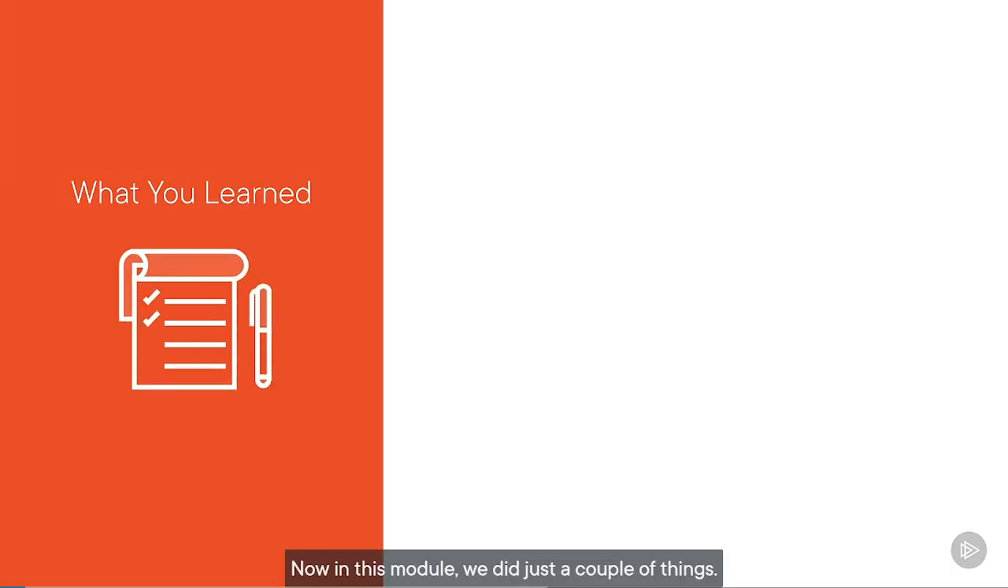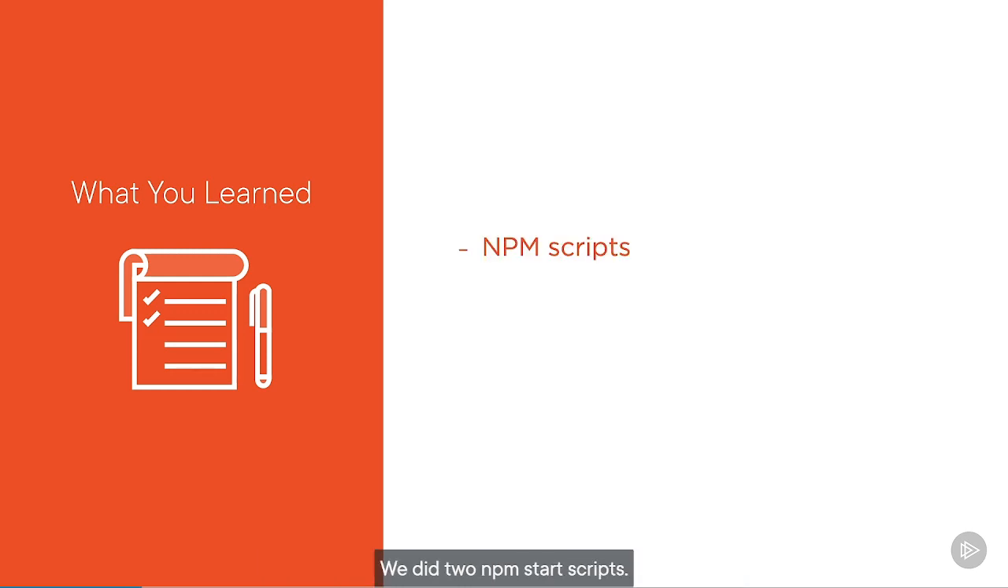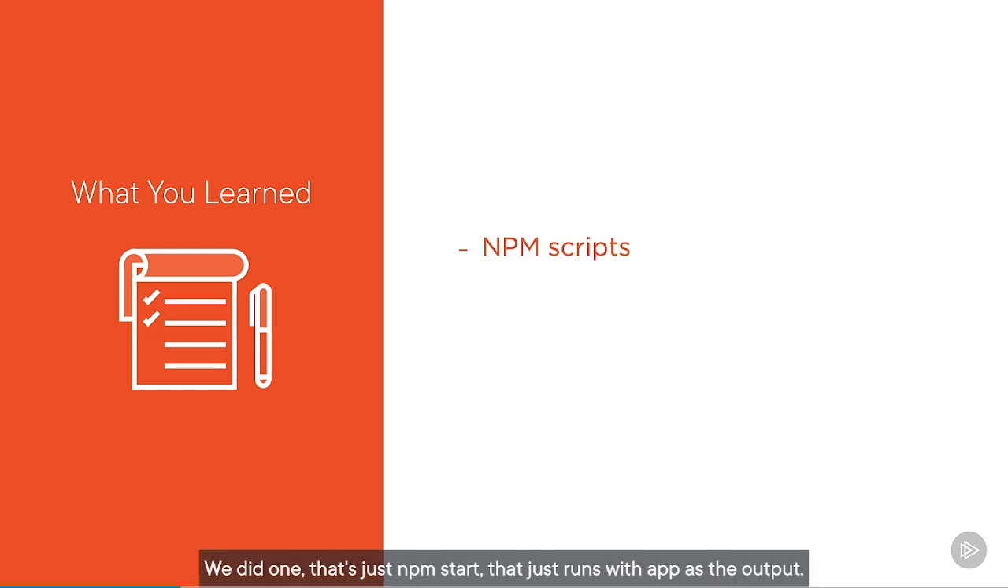Now in this module, we did just a couple of things. It wasn't very long, we didn't do a whole lot, but we did a couple of things that are going to make our lives a lot easier over the rest of this course. The first thing we did was we implemented npm scripts. We did 2 npm start scripts. We did one that's just npm start that just runs with app as the output.